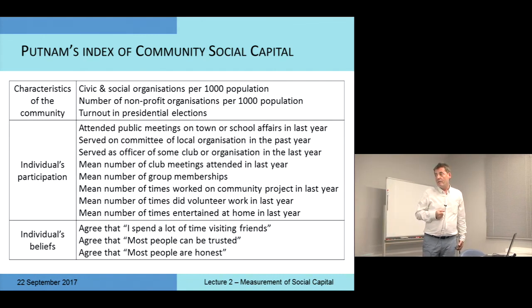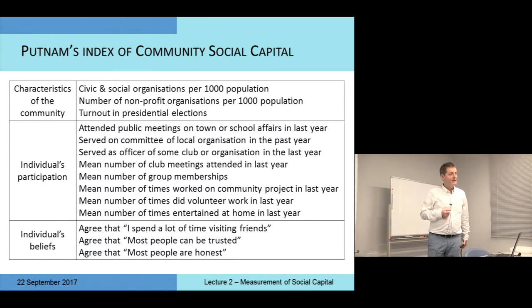Most people are honest. Well, how honest does somebody have to be? Does this mean 100% honest? So I think it's all quite problematic, some of these.